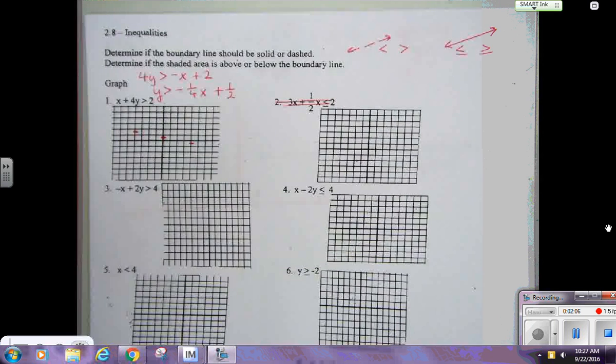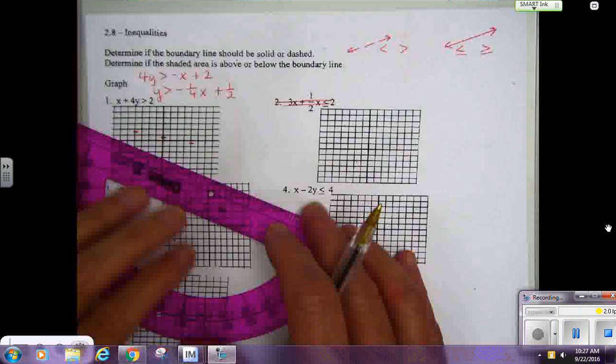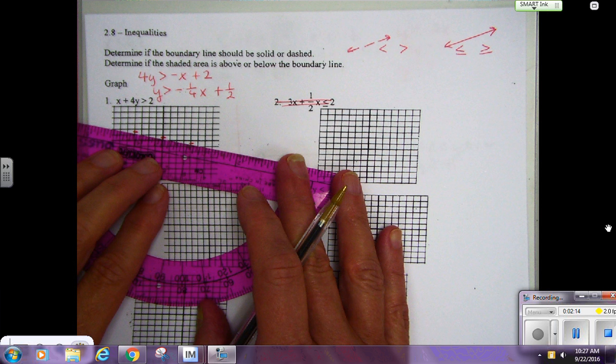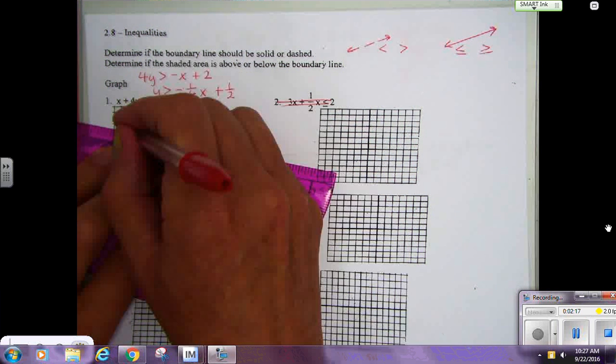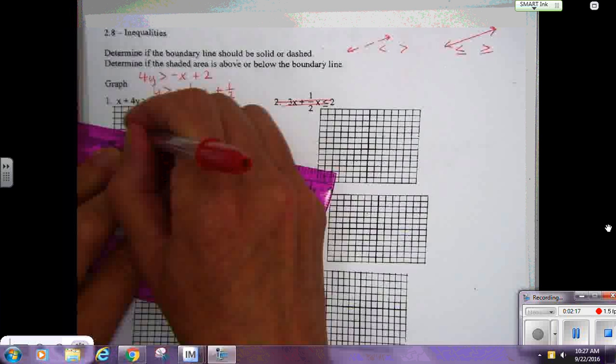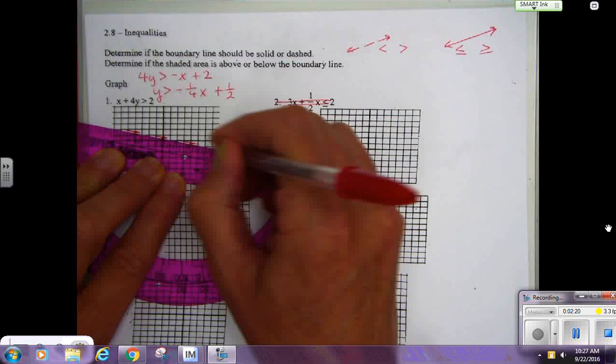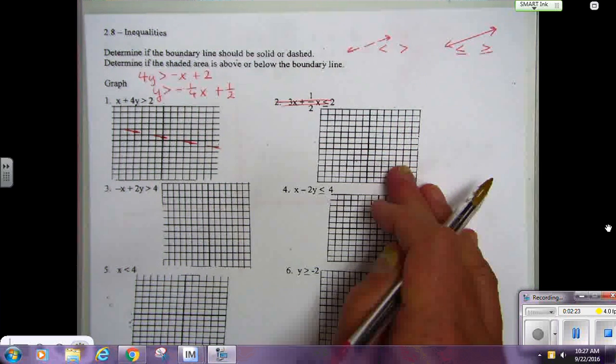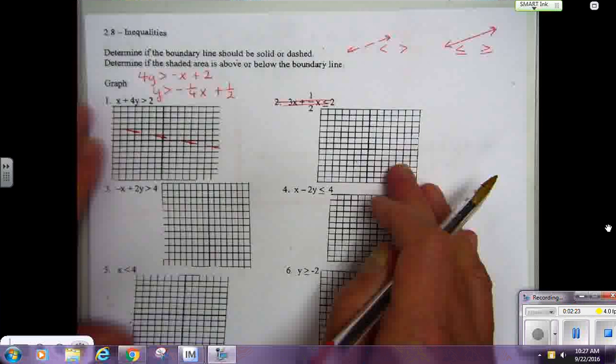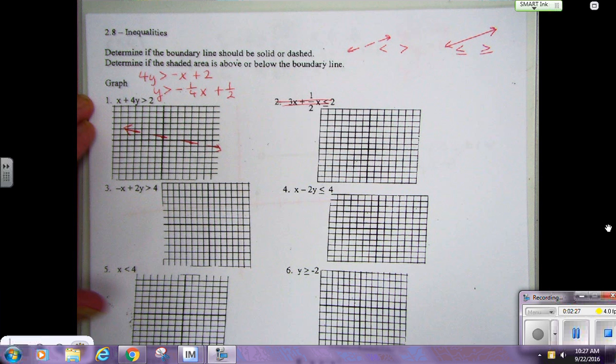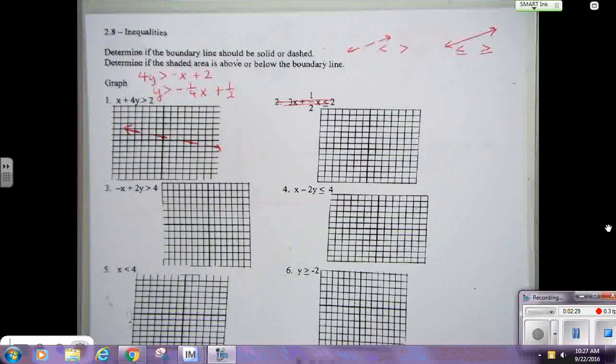Okay, so is this one going to be a dotted line or a solid line? Dotted, right. Okay, you need to be real careful when you're drawing your graph. Make sure it's neat and you can see your shape really well. So there's my line. Now I need to decide if I'm going to shade above that or below it.